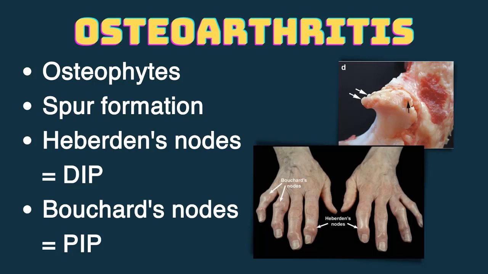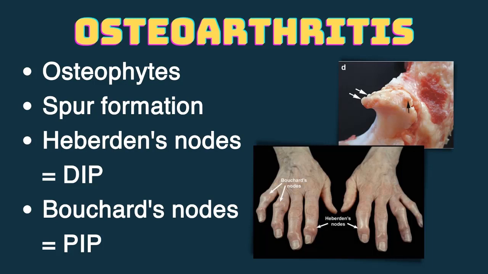This patient also has some involvement over here, in the proximal interphalangeal joints, and that's called Bouchard's node, and that's also an example of an osteophyte that's doing that. So let's make sure you know the joints. Okay, we're not talking about marijuana here. We're talking about joints.